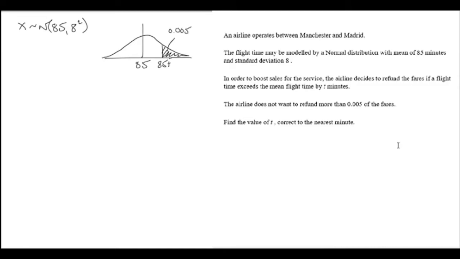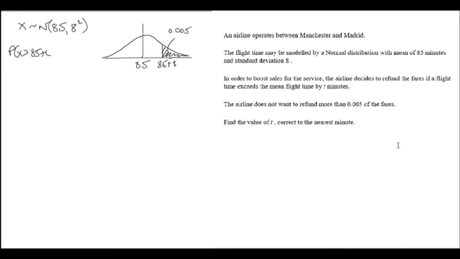Okay, how would I label this value that I'm looking for? I'm going to call it 85 plus t. It's the 85 minutes that we're expecting. It's the middle value, 85, plus a delay of t minutes. So maybe this is going to be 20 minutes, 50 minutes, 100 minutes. I don't know, but it's going to be that much above 85.